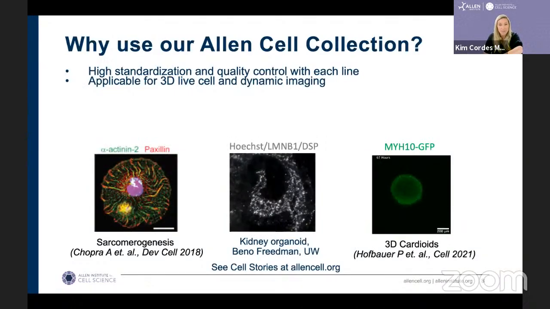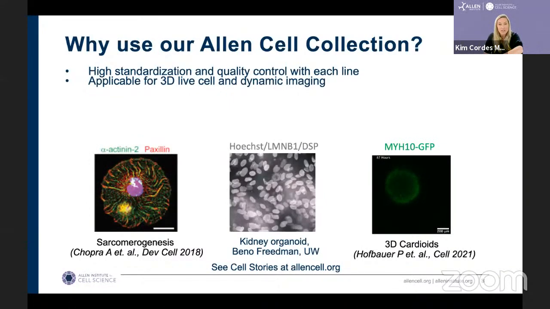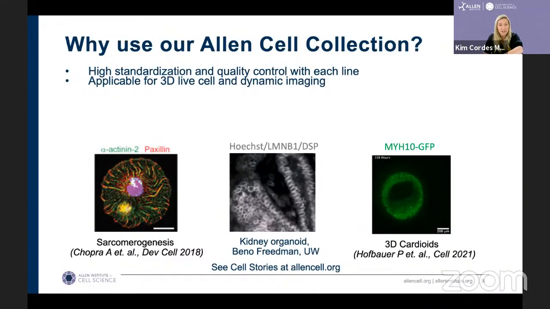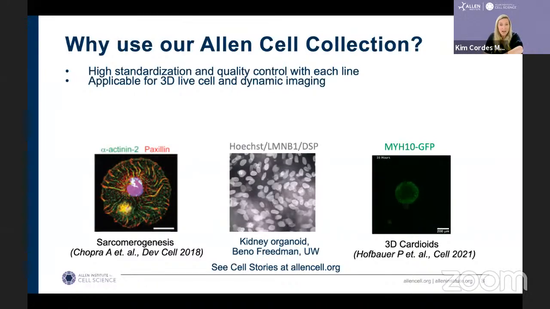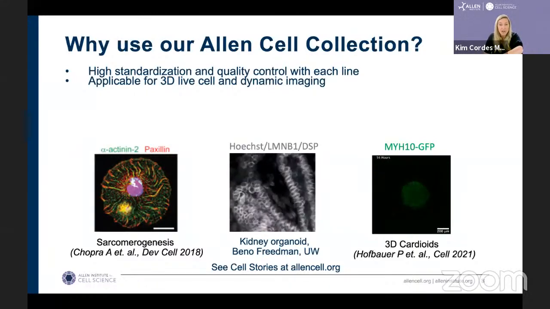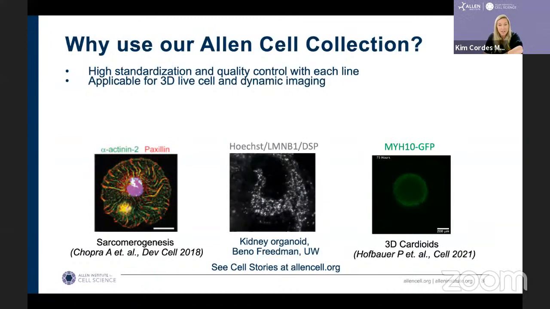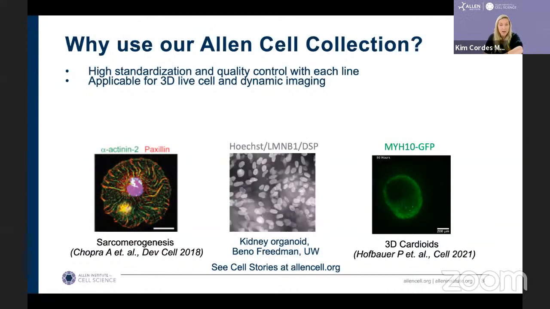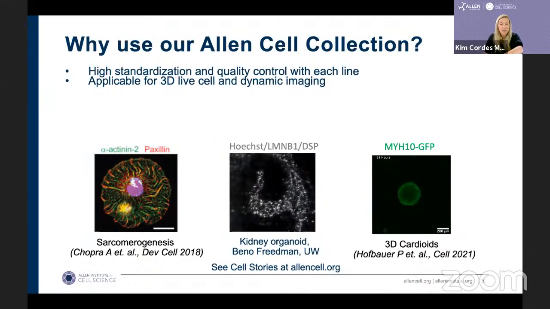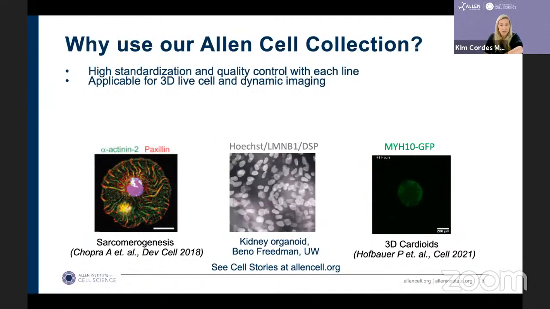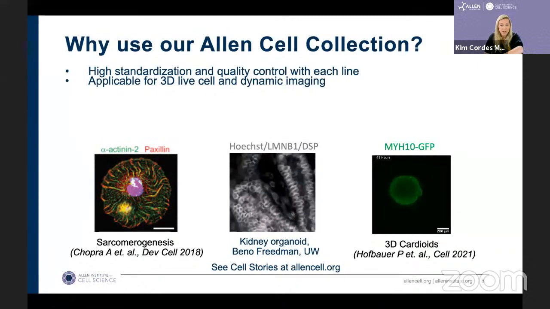Shown here down below, you'll see images on the far left. These are published works by different researchers that have been using our cell lines. And the bottom left is an example from an investigator, Chris Chen, whose lab has characterized the fundamental mechanisms of sarcomere formation in hiPSC-derived cardiomyocytes.